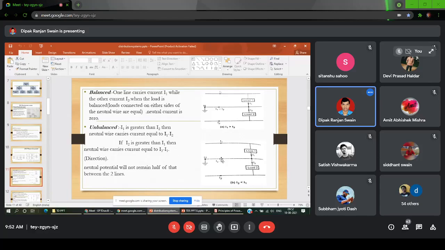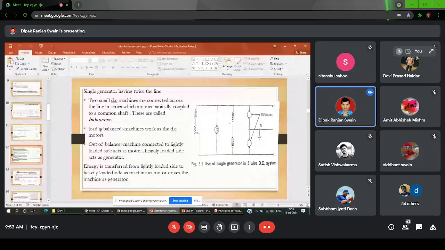So in this method, as the potential difference is there, we are using this balancer system. Here you can see two small DC machines are connected across the line in series, mechanically coupled to a common shaft, and these two machines are called balancers. When the system is balanced, these machines work as DC motors, and they are very small machines, so obviously there is a loss due to the motoring action. But when it is out of balance, the machine connected to the lightly loaded side will act as a motor, whereas the machine connected to the heavily loaded side acts as a generator.